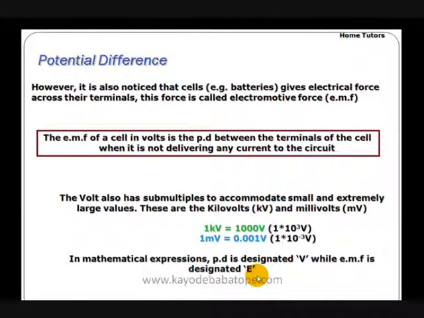However, it is also noticed that cells, e.g. batteries, give electrical force across their terminals. This force is called electromotive force, EMF. The EMF of a cell in volts is the potential difference between the terminals of the cell when it is not delivering any current to the circuit. Okay?